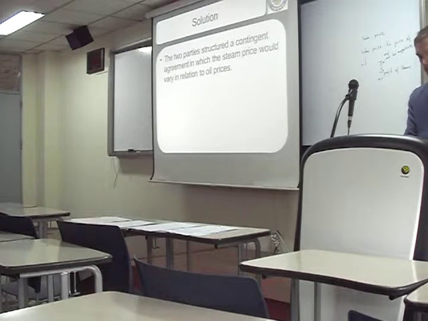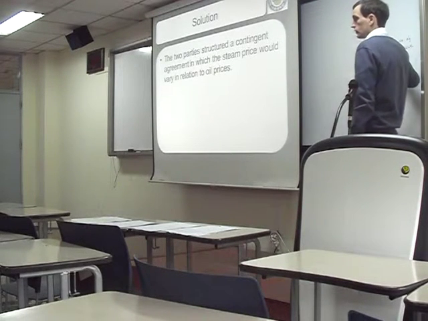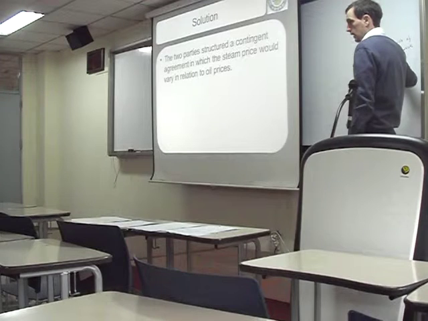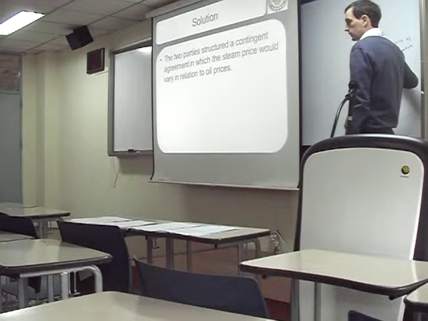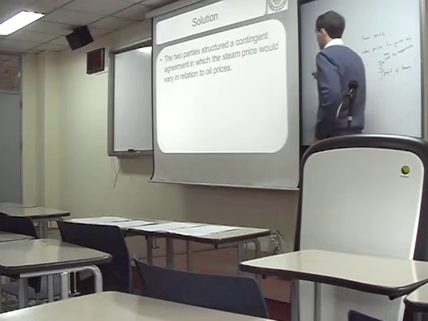So the two parties made a contingent agreement, again, contingent agreement, in which the steam price would vary in relation to oil prices. We could even make an agreement that it's not 100%. Oil price goes up, our price goes up just 50% of the increase in oil price. It doesn't have to be 100%.